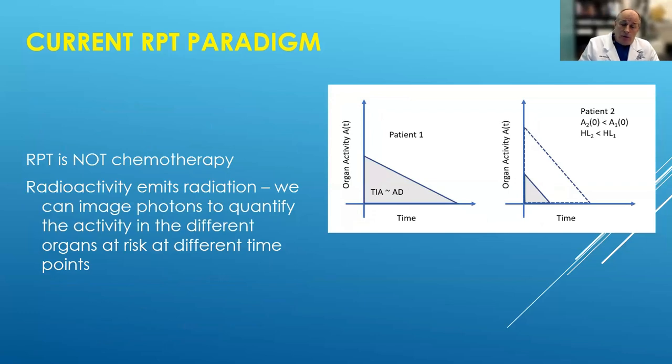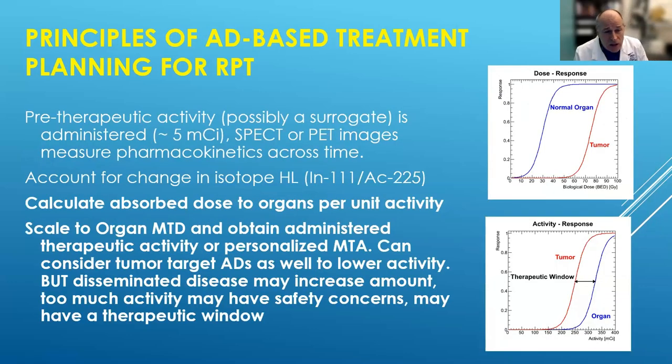So not only do we know how the damage is done, as opposed to chemotherapy, or we have a better understanding, but we can also quantify that by actually imaging it, because radiation emits photons most of the time, or at least we can put radioactive nuclides in there that have photons, so we can image and we can quantify how much activity is going to the different organs in any given patient and how long it stays there, so we can calculate the area under the curve. So this is the reason why you would want to do dosimetry.